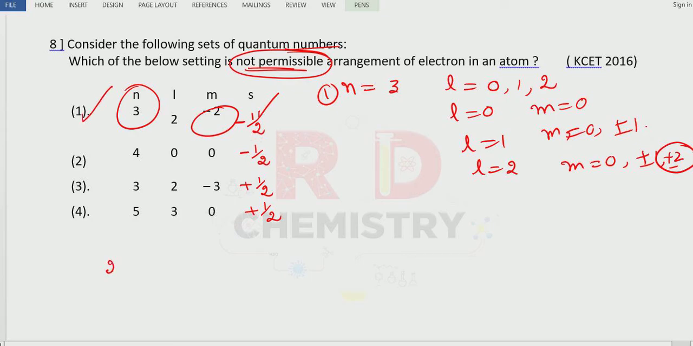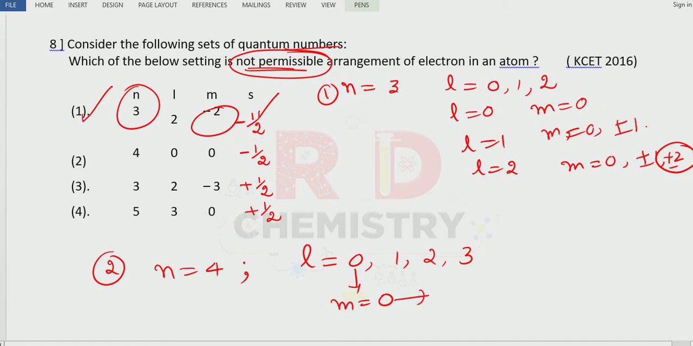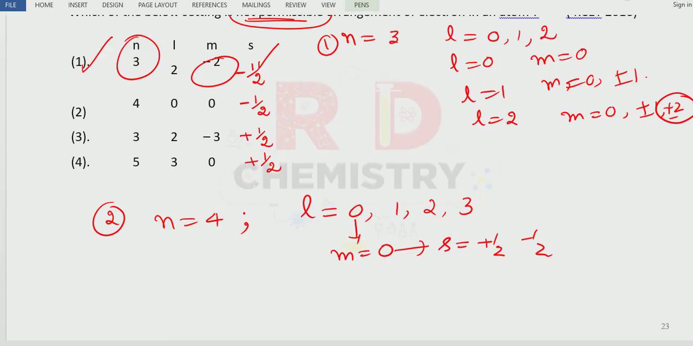We'll go for the second option, n is equal to 4. When n is equal to 4, l is equal to 0, 1, 2 and 3, up to n minus 1, 4 minus 1. When l is equal to 0, m is always 0, possible. When m is equal to 0, s is equal to either plus half or minus half, possible. Therefore, the second is also possible. We'll go for the third option.